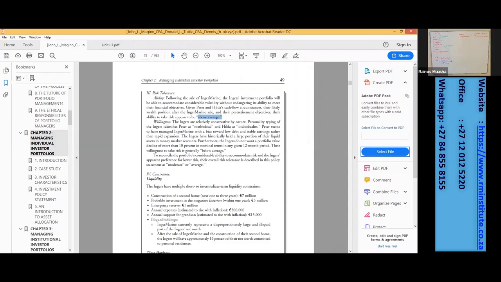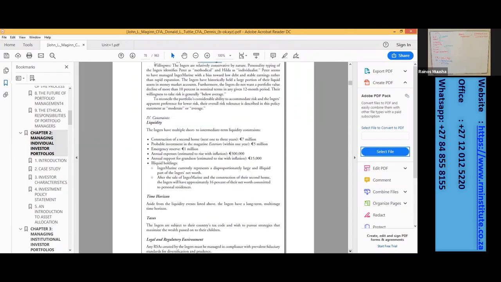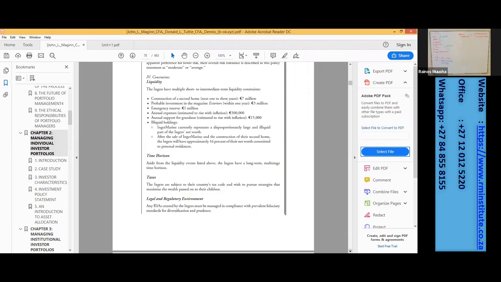Next, we look at the constraints, and firstly, the liquidity constraints. They say the Ingas have multiple short to immediate long-term liquidity constraints. The first one is to build the house that they want to have, which is worth 7 million, and they want to take out 7 million for that.